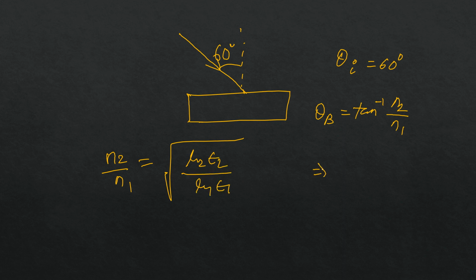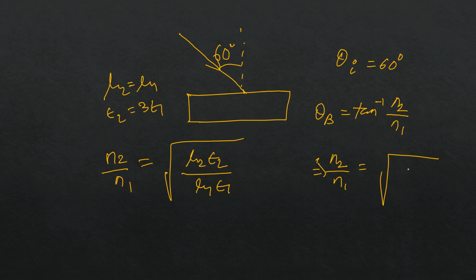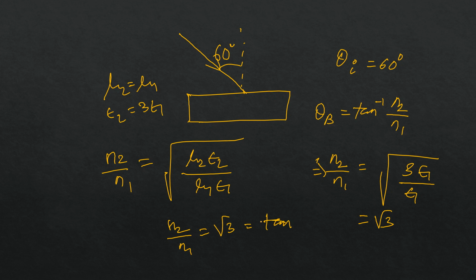So this is your how much? n2 by n1 is... mu 2 is equal to mu 1, which is given in the question. Also given, epsilon 2 is equal to 3 epsilon 1. So 3 epsilon 1 by epsilon 1, that is root 3. So n2 by n1 is equal to root 3.